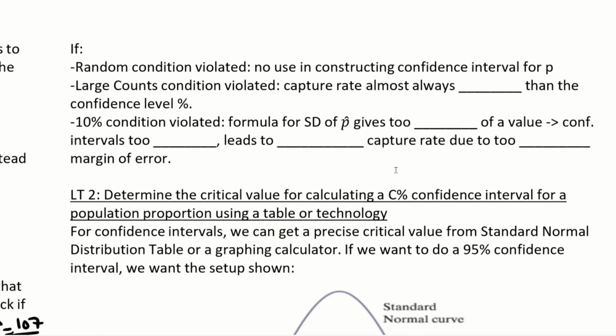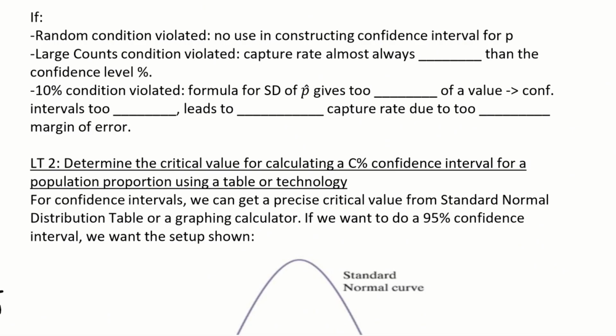All right. So now let's look at the next part. Before we dive into the learning target 2, let's look at this part. If the random condition is violated, well, as we mentioned earlier, there's no use in constructing the confidence interval. If we have large counts condition violated, then the capture rate is almost always going to be less than the confidence level, which is not good. We don't want that.